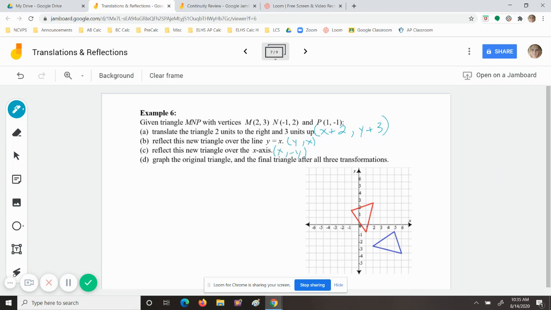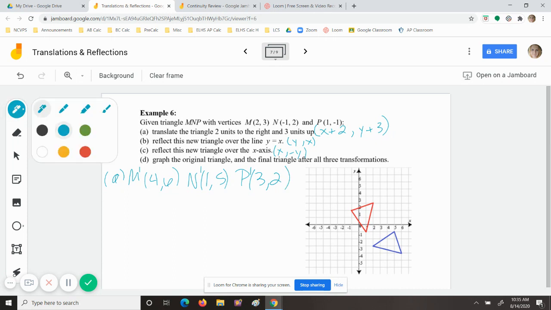Let's go through those. Let's start with part A. First, we want to translate 2 units right and 3 units up. So our new M, we're going to add 2 to the x, add 3 to the y, so that becomes 4, 6. Our new N, we want to do the same thing, add 2 to the x, add 3 to the y, so that becomes 1, 5, and then P, add 2 to X, add 3 to Y, and we end up with 3, 2.